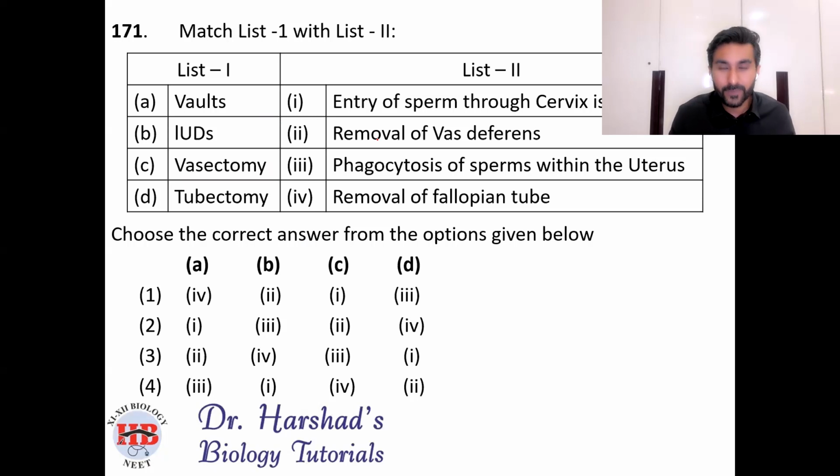Match the column. Again, this is from the chapter Reproductive Health. Vaults and cervical caps are responsible for blocking the entry of sperm. So statement A will match with 1. IUDs increase the sperm phagocytosis. So B will match with 3. Vasectomy is cutting and blocking of vas deferens. So C would be 2. Tubectomy is blocking of the fallopian tubes. So D would be 4. So A1, B3, C2, D4. Yeah, that matches with your option number 2.